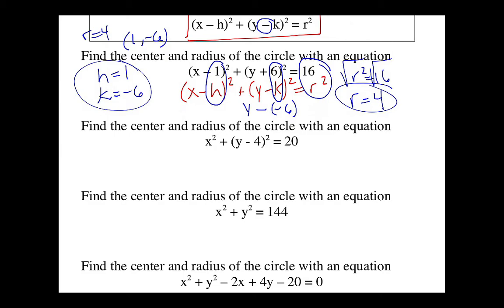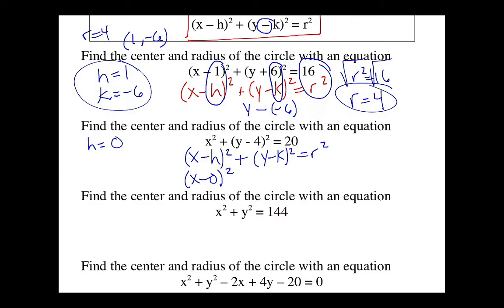Find the center and the radius of the circle with this equation. Well, again, for the first couple of times you're doing this, you might want to write down the equation of a circle: x minus h squared plus y minus k squared equals the radius squared, so you can match up the numbers. So at first you're thinking, well, I'm not subtracting anything from x, it's just x squared. Well, that's exactly right. That's like x minus 0 squared. So your h in this particular example is 0.